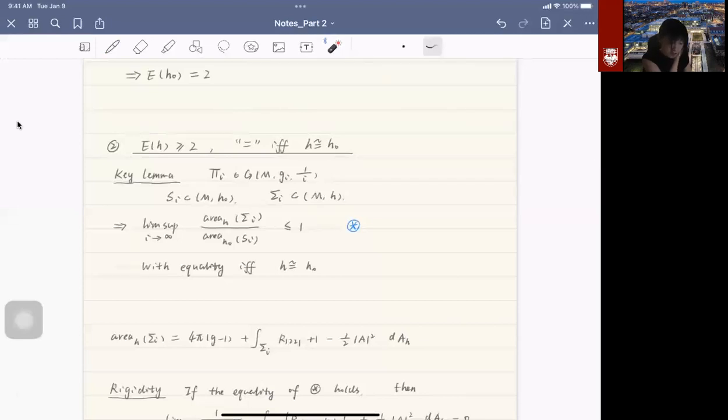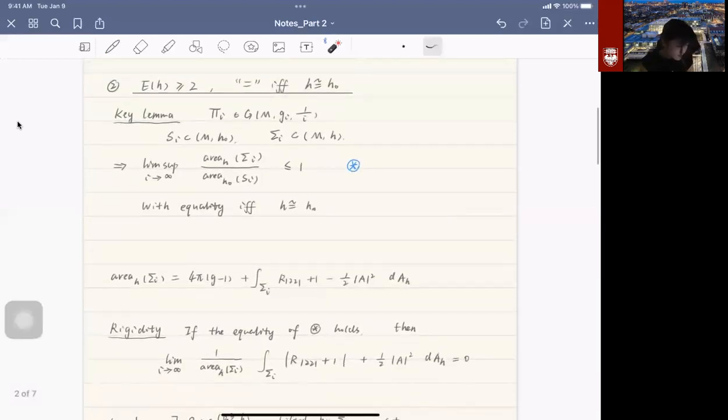And we are only going to look at the proof of this key lemma. And we have seen that the error of sigma I can be represented by this formula. By assumption, we assume R is greater than or equal to -1, so this is less than or equal to 1.